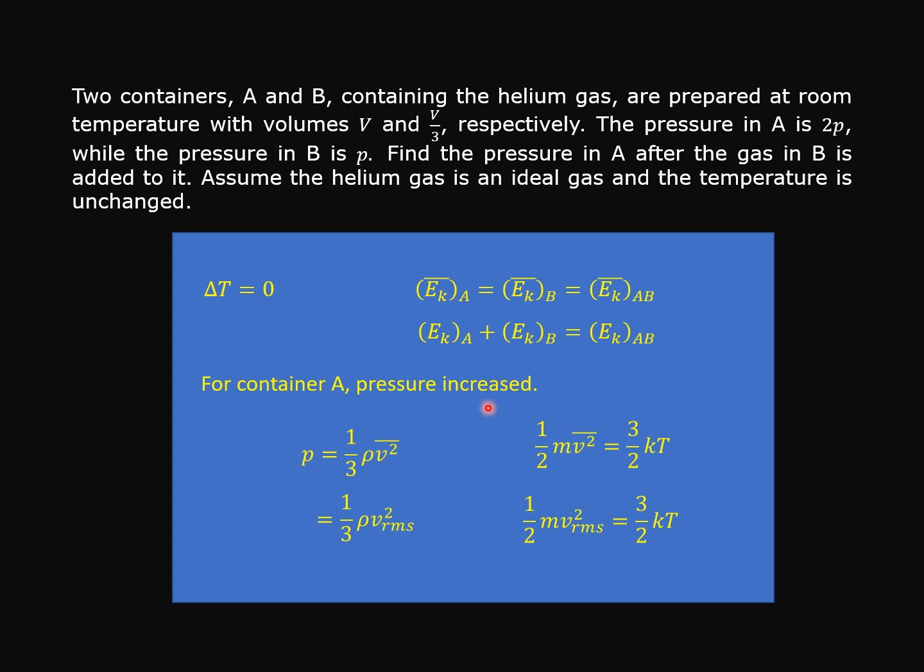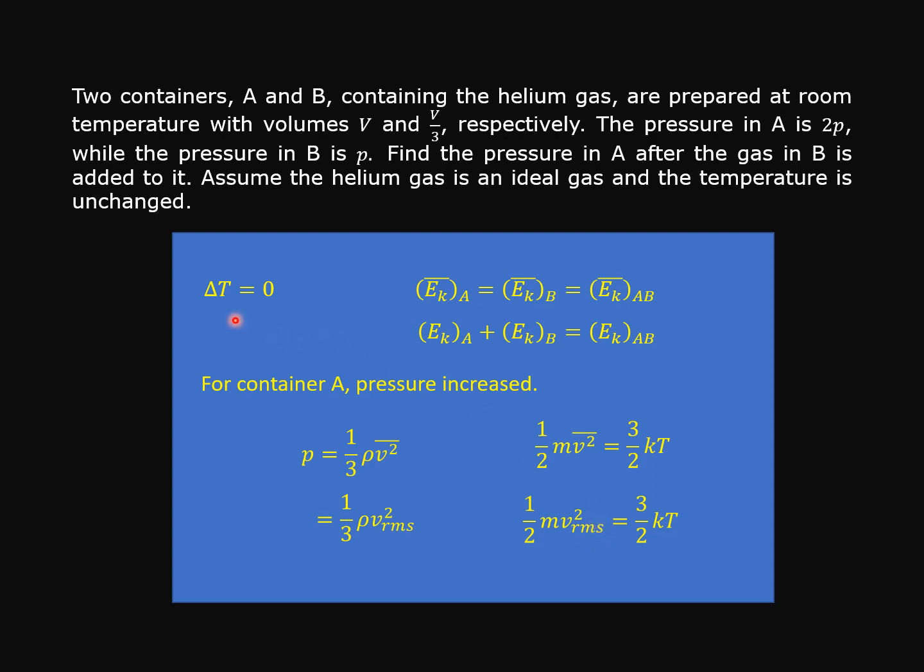The answer, we can get from these two equations. On the left, P is equal to 1/3 rho mean square speed, or 1/3 rho V RMS squared, where P is the pressure and rho is the density. And also we know that the average translational kinetic energy, half m mean square speed, is equal to 3 over 2 kT, which depends on the temperature T. So in terms of V RMS, we can write in this form. Now we change the mean square speed to V RMS squared.